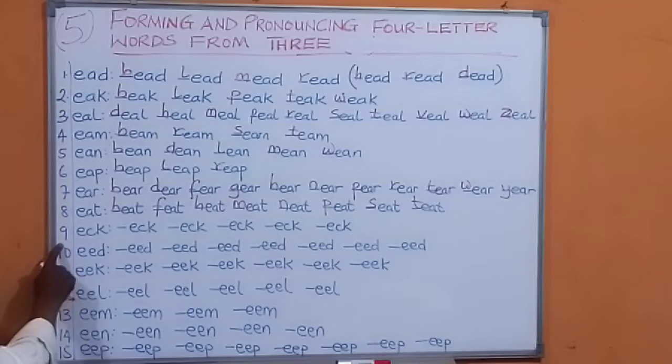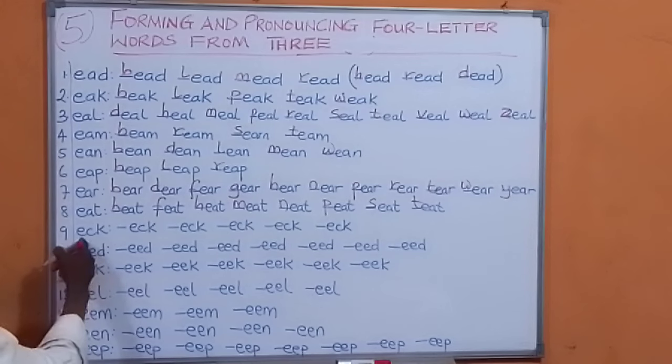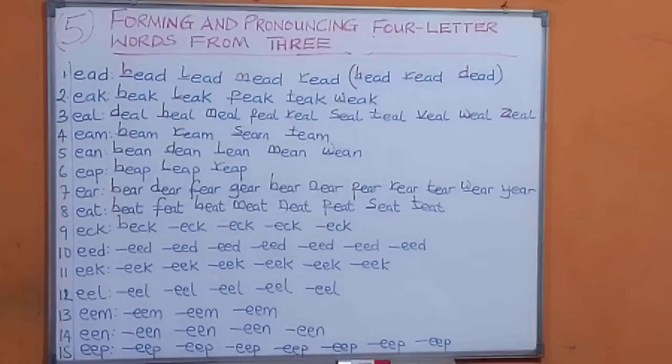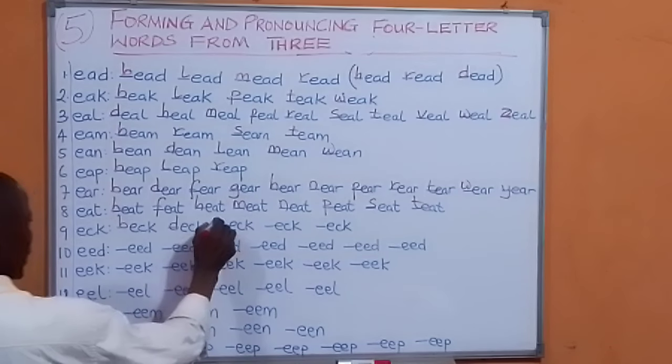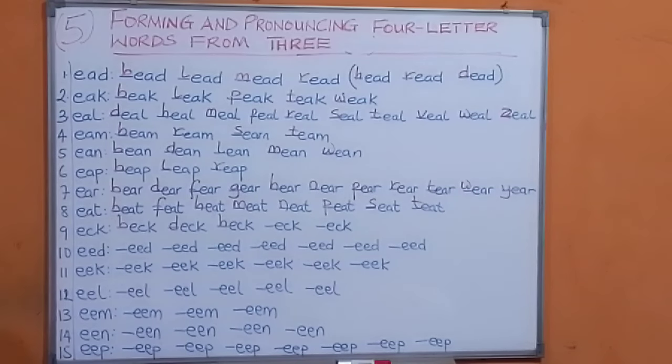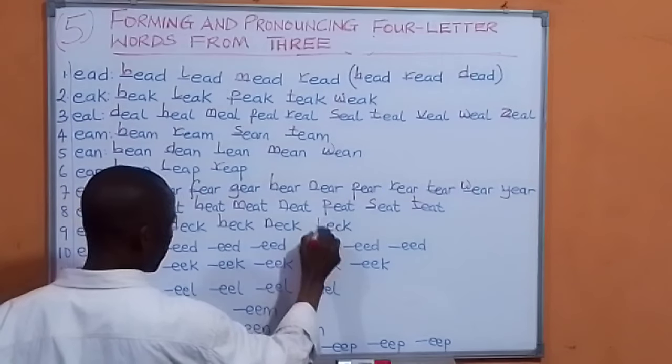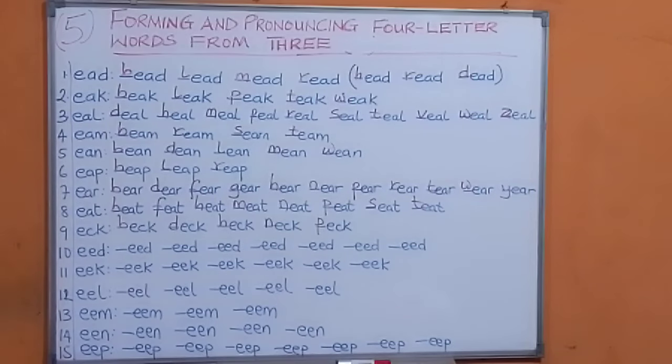Let's go to number nine. Number nine is egg. Let's put B, it's going to be back. Let's put D there, it's going to be deck. Let's put H, it's going to be heck. Let's put N, it's going to be neck. Let's put P there, it's going to be peck.